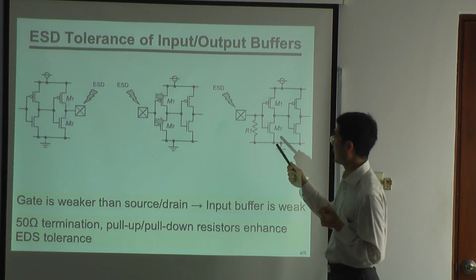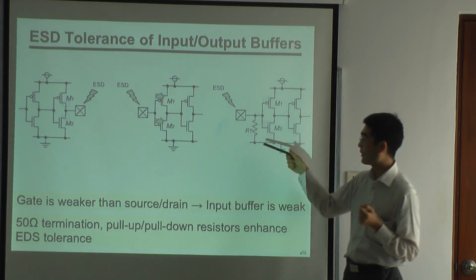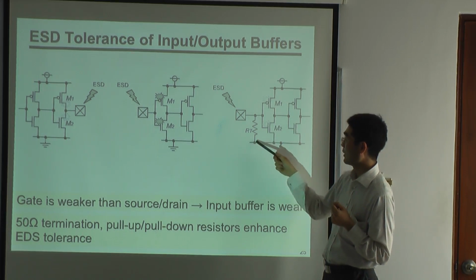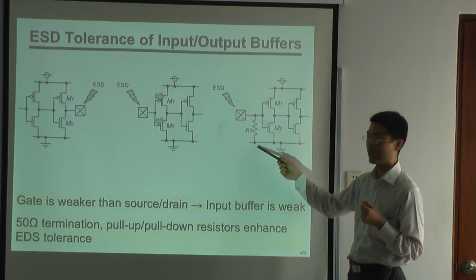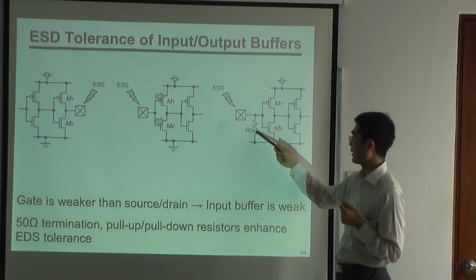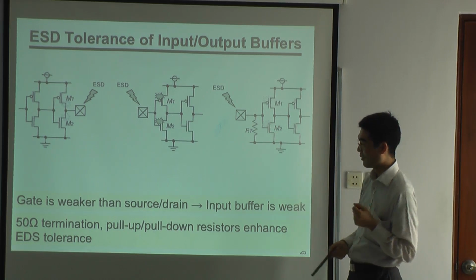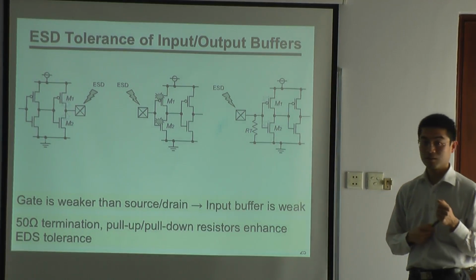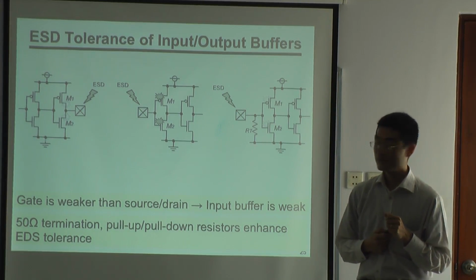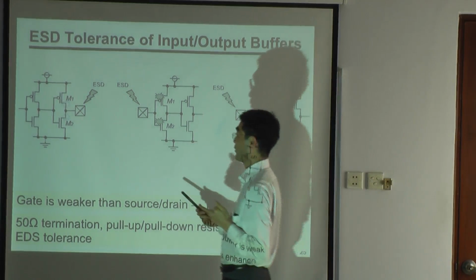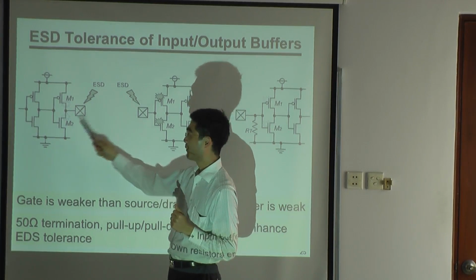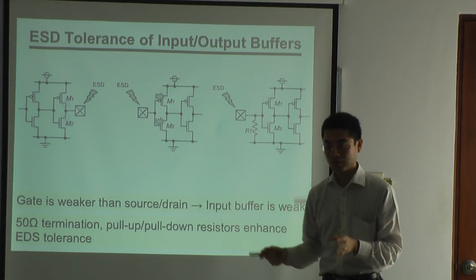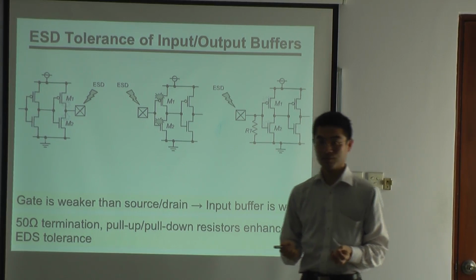And also, let's say we have a 50 ohm termination like this in order to avoid reflections. When we have 50 ohm impedance to ground, the ESD charge will easily go through this impedance. So the 50 ohm termination will pull down and help with ESD protection. But here I have to say that the output buffer is stronger and the input buffer is weak. So we have to protect the input buffer rather than the output buffer.